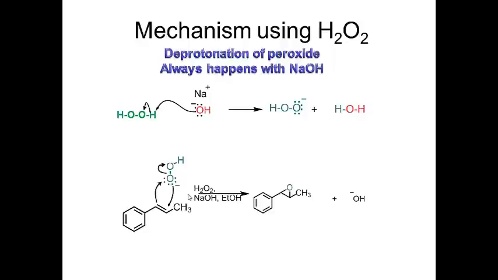So now we see there are two methods for epoxidation. One method is to use MCPBA. The second method is to use hydrogen peroxide and sodium hydroxide. Either one of these two methods will give you the same thing, an epoxide in the product. The only difference is one of them is used for more electron poor double bonds, which is hydrogen peroxide, and the other one is used for more electron rich double bonds, which is MCPBA.